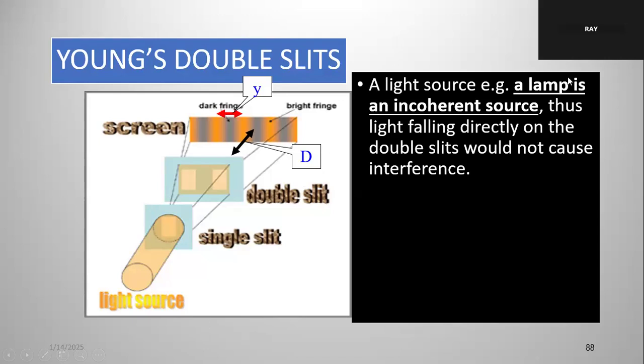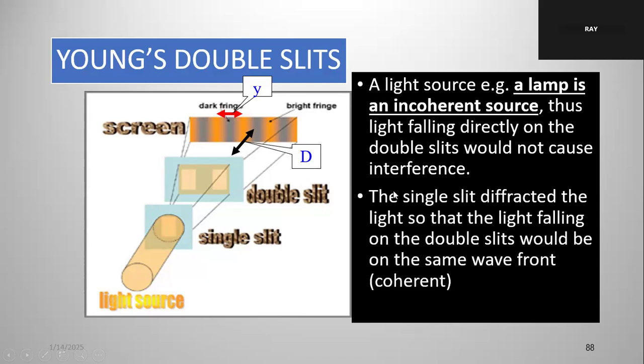A light source, for example a lamp, is an incoherent source. Thus, light falling directly on the double slit would not cause interference. You need a single slit. The purpose of the single slit is to diffract the light so that the light falling on the double slit will be from the same wavefront. That's how we make it coherent. From a single slit, the wave coming out will be spherical, so the wave reaching the double slit will be from the same wavefront. And you have to use a laser, you cannot use a light source. A laser is monochromatic.